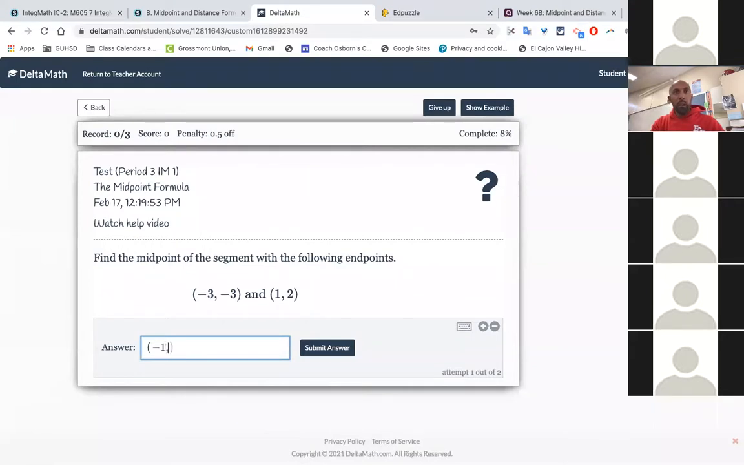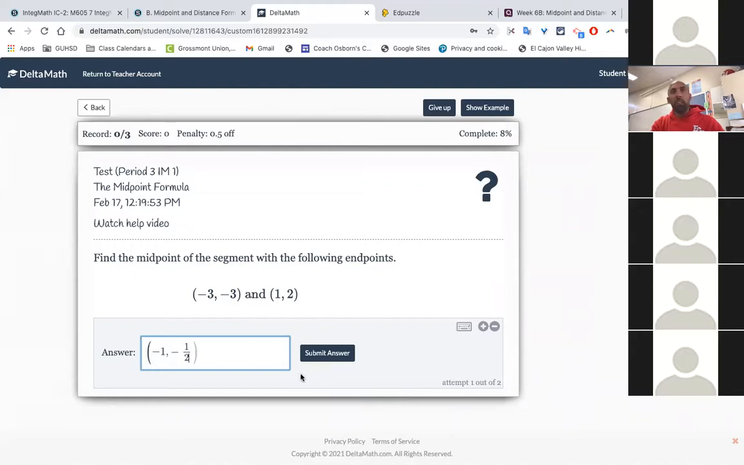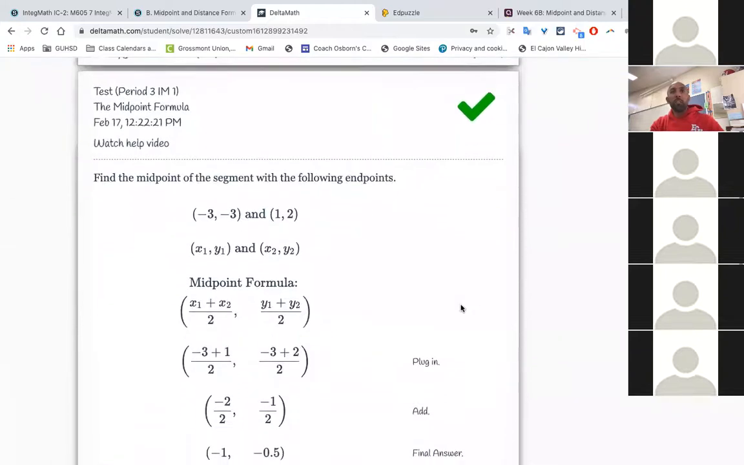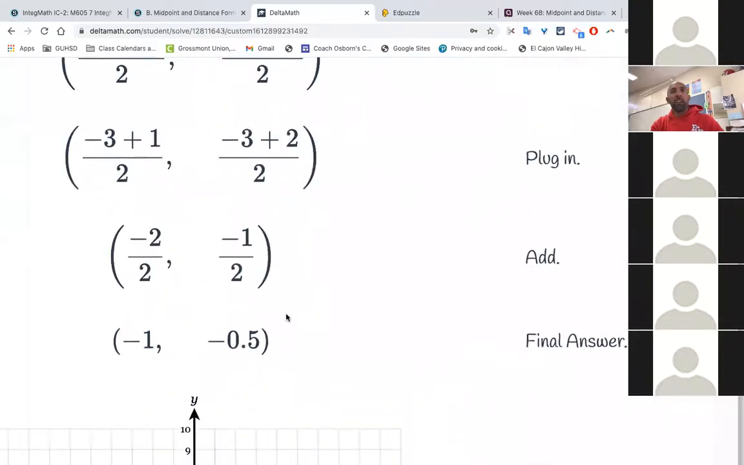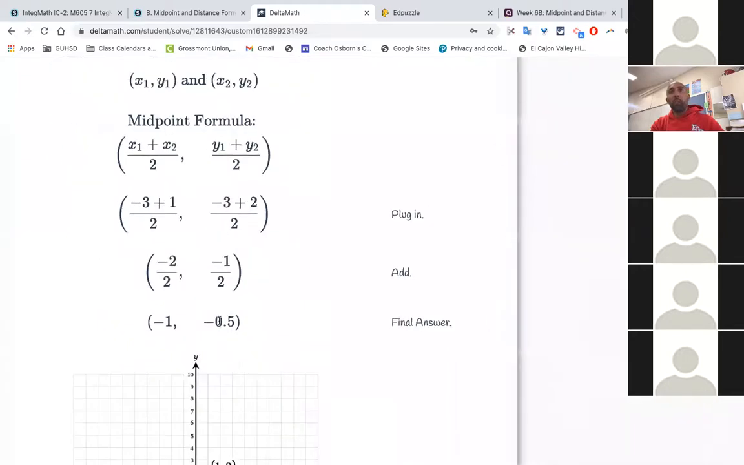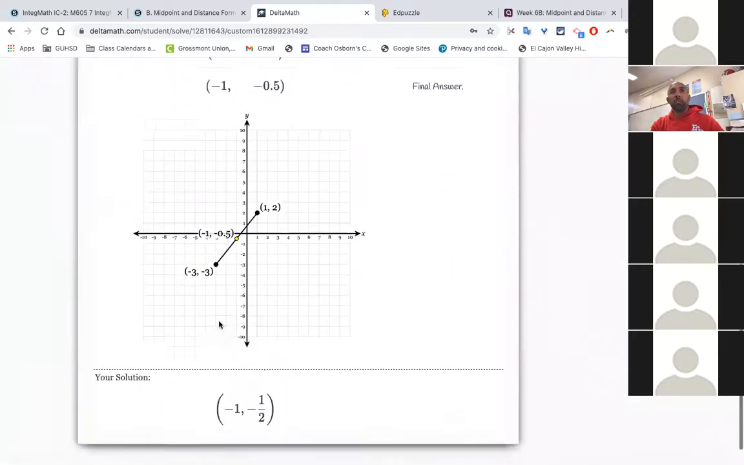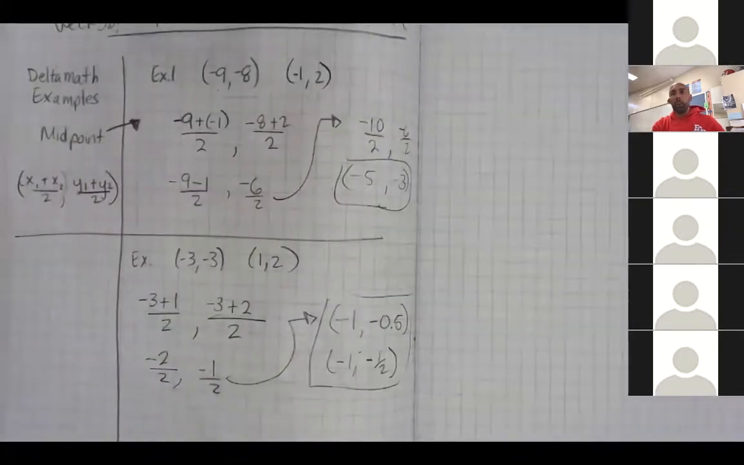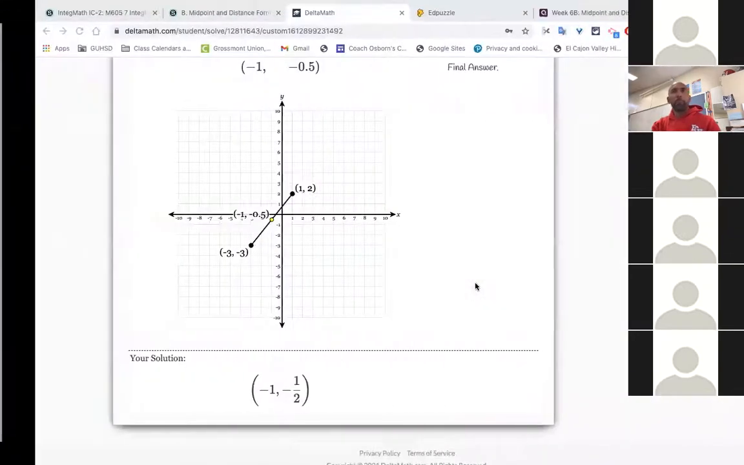So I'm going to put comma, -1 divide half like that. And it accepted the answer. Okay, so you can see that here you can put 0.5 or the fraction. Okay, it'll accept either one. Okay, so let me pause that so you guys can comment.